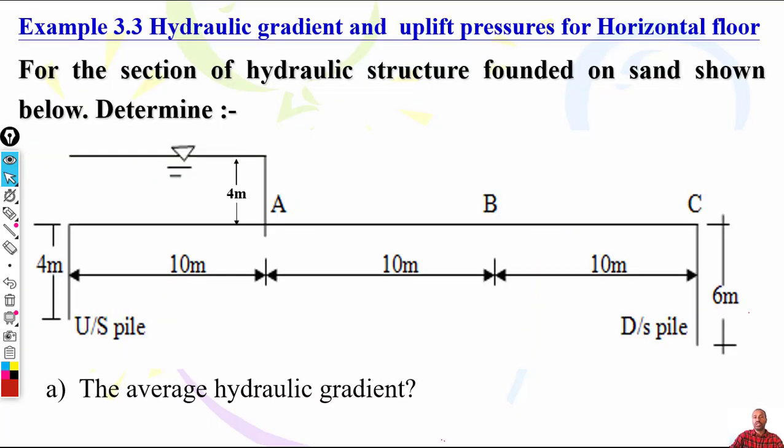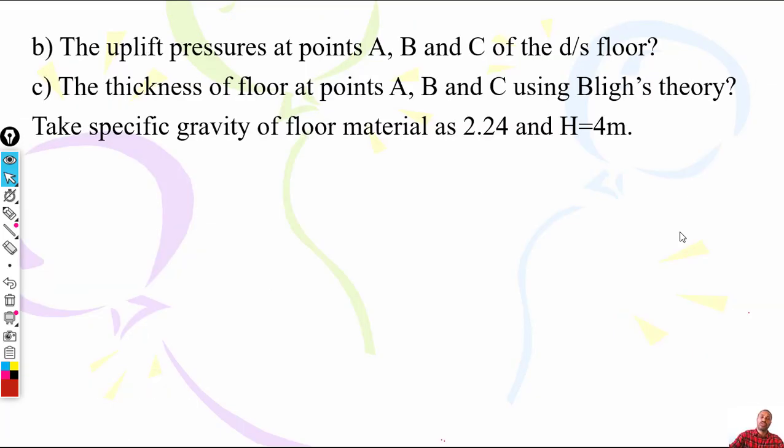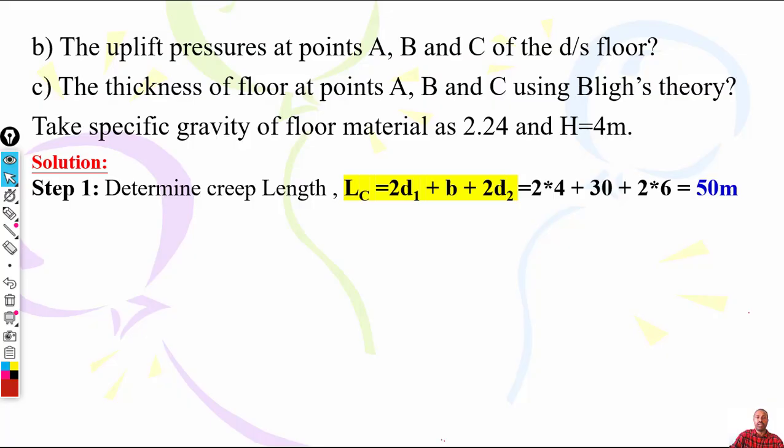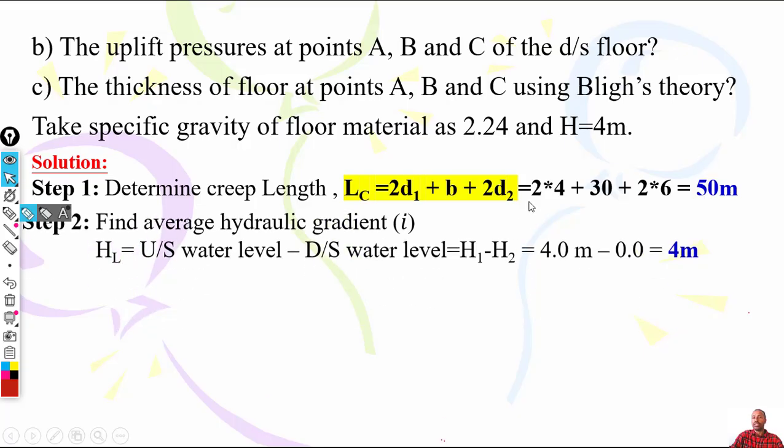So this is just to calculate hydraulic gradient and uplift pressure for horizontal floor. So we are given horizontal floor. So let's see the solution step by step. So the first step is determine the creep length. So the creep length, which is 2 times d1 plus b plus 2d2, and then you get 50 meter.